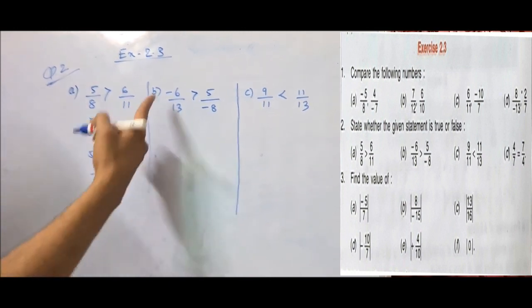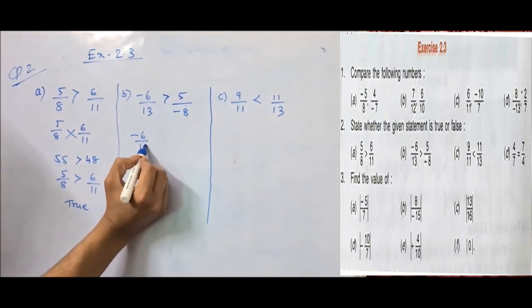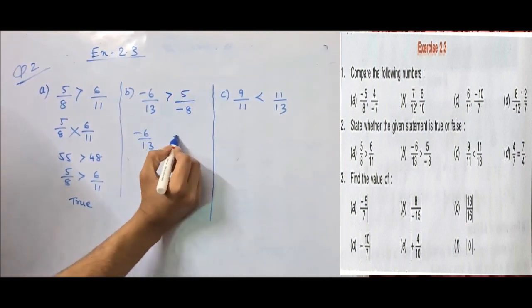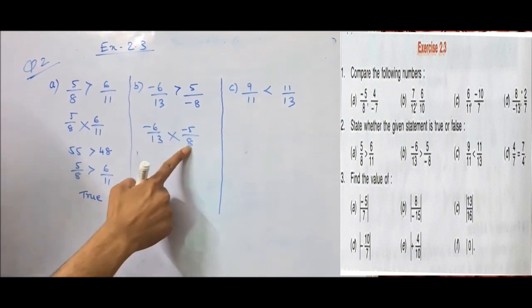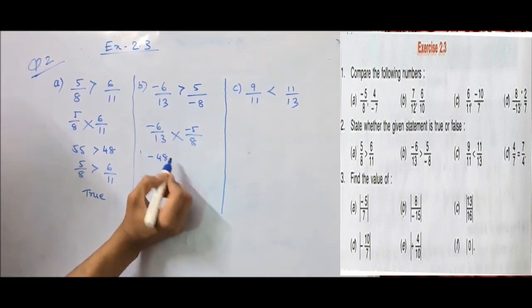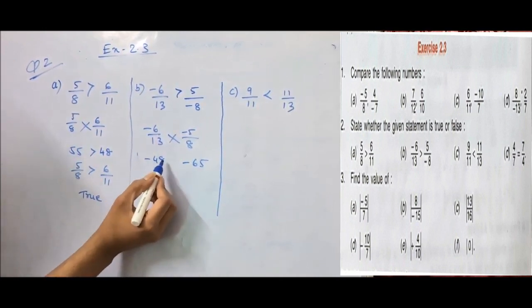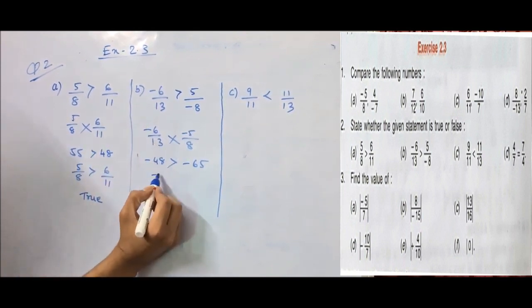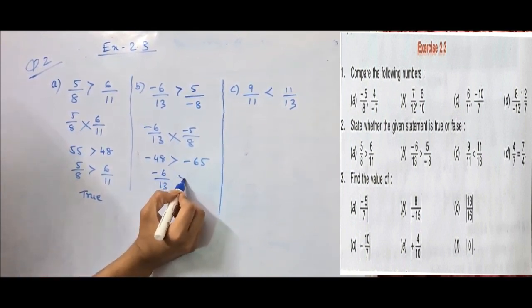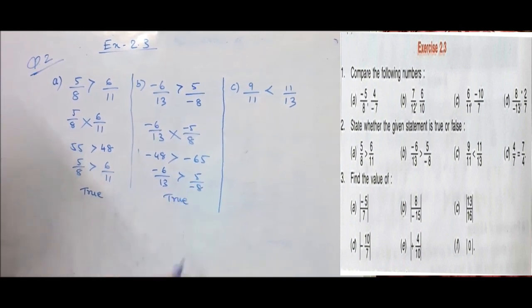Coming down to the next part. Here also we need to verify if it is correct or not. Minus 6 by 13. For making it in standard form, it will become minus 5 by 8. Let us do cross multiplication for verification. 8 6s are minus 48. 13 5s are minus 65. But minus 48 is greater than minus 65 and that's true. That means minus 6 by 13 is obviously greater than 5 by minus 8 and that statement is also true.